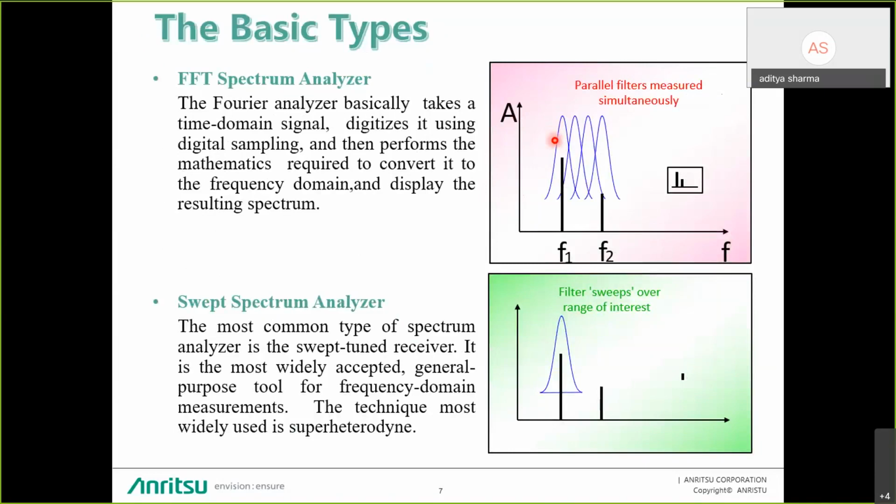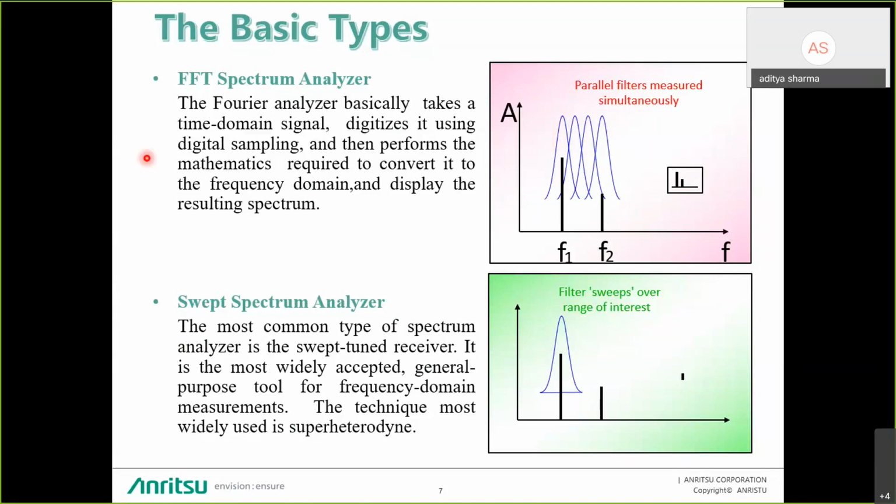sampled using an A to D converter, and then given to the processor, where the mathematical calculation is performed. The FFT calculation is done and converted into the frequency domain, and then goes to the display unit. However, in the swept spectrum analyzer, the most common spectrum analyzer, the swept tune receiver is there, a general purpose tool which converts the frequency domain measurement, and this is the most used technique.